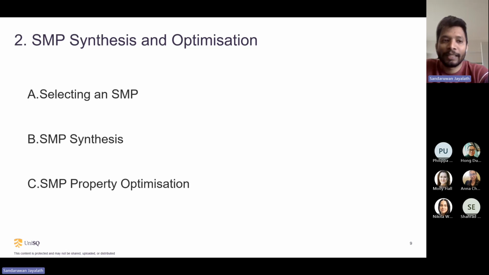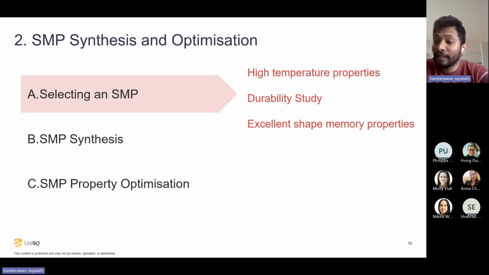So first, we need to find a shape memory polymer for that. Basically, when we select the shape memory polymer, we have to consider the high temperature properties, because most of the time in the LEO environment, it can go up to more than 130, even 170 degrees, and in the lunar environment it can go up to 125, 127 at maximum. The minimum temperatures are also like that, it can go to minus 170 or somewhere around that as well.